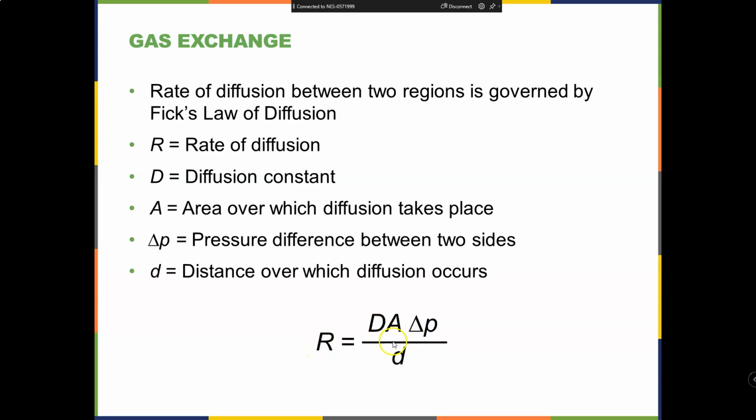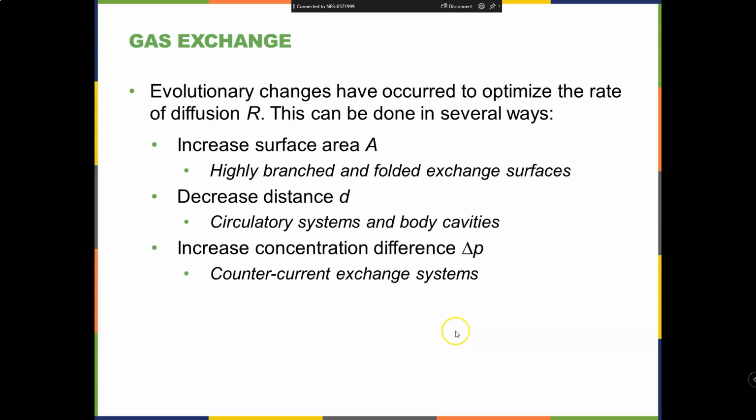So increasing area, increasing the pressure difference, all increase rate of diffusion. Decreasing the distance that you have to have diffusion occur across also increases R. So making this smaller or making either of these bigger, we can do. This is fixed based on the gas or the molecule. So let's simplify that idea here.